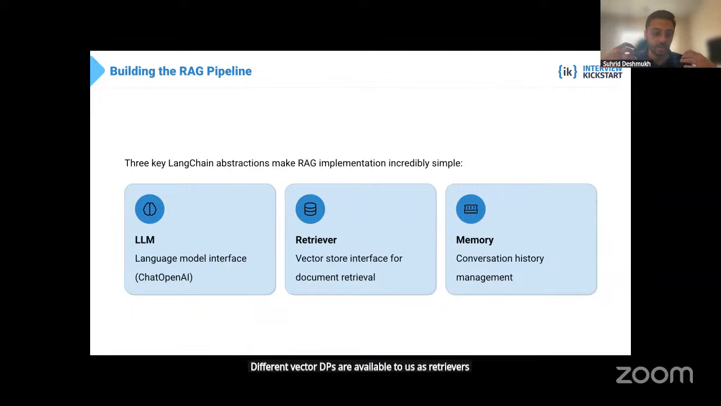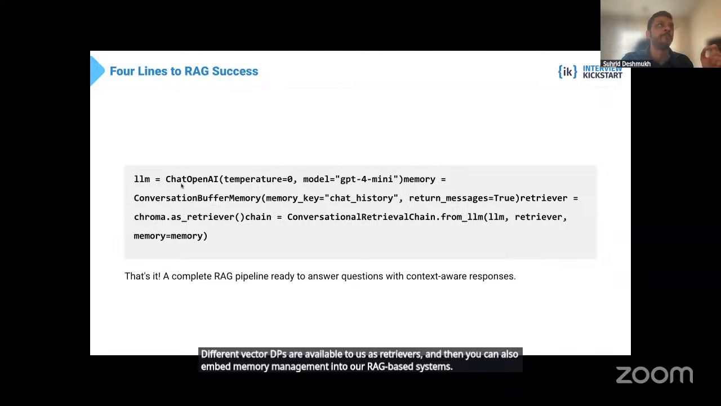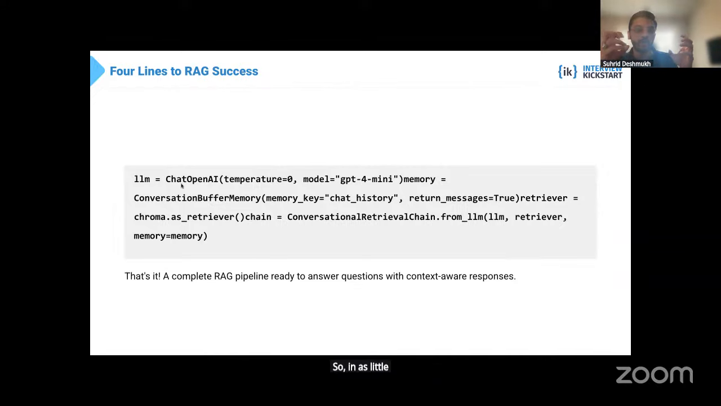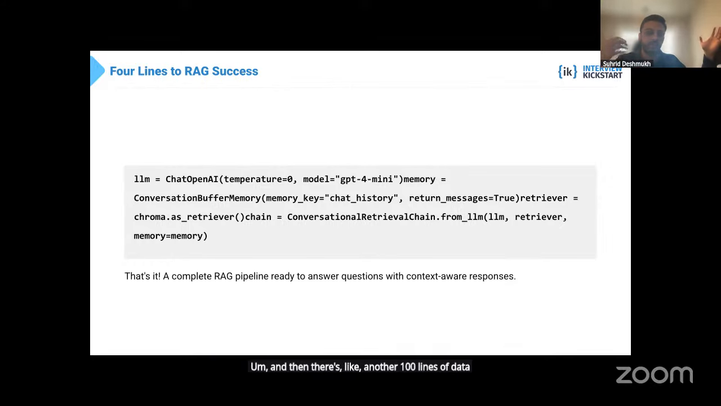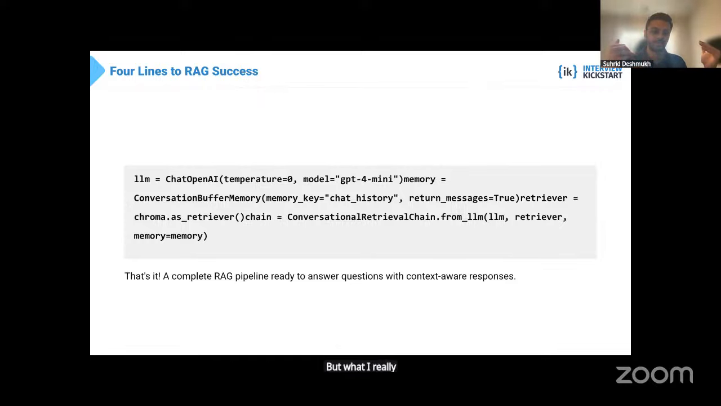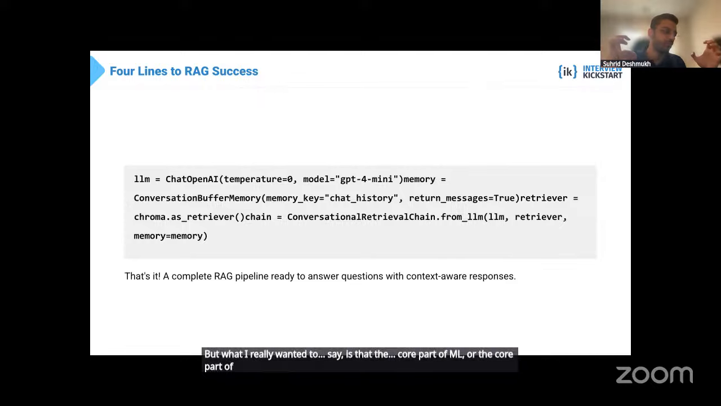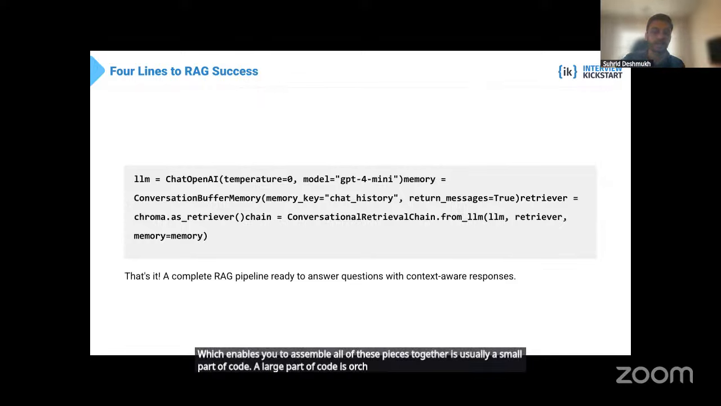And then you can also embed memory management into our RAG-based systems. In as little as this, there are hundreds of lines of data pre-processing and data modeling code that will come before this, and then another 100 lines of data post-processing and productionizing that will come after this. But what I really wanted to say is that the core part of the LLM code, which enables you to assemble all of these pieces together, is usually a small part of code. A large part of code is orchestrating all of the scaffolding around it.